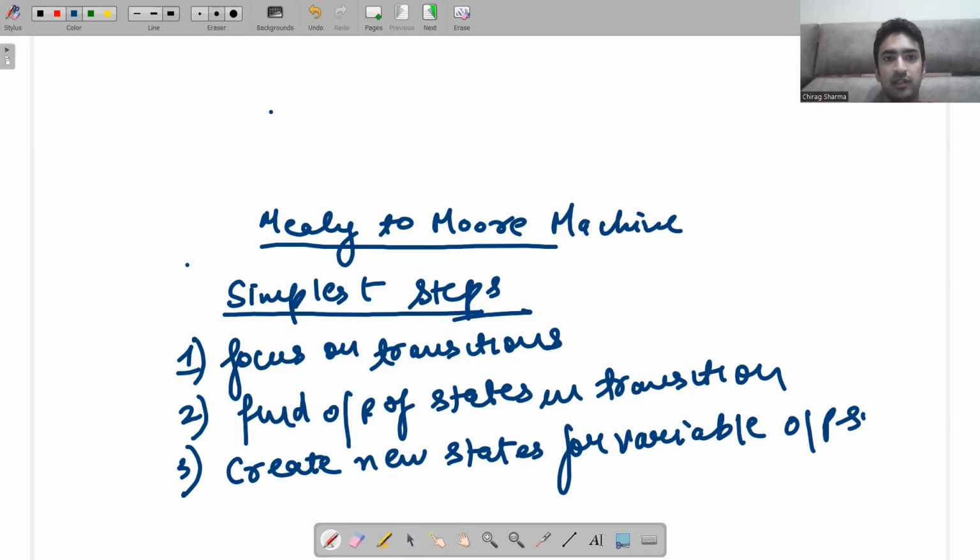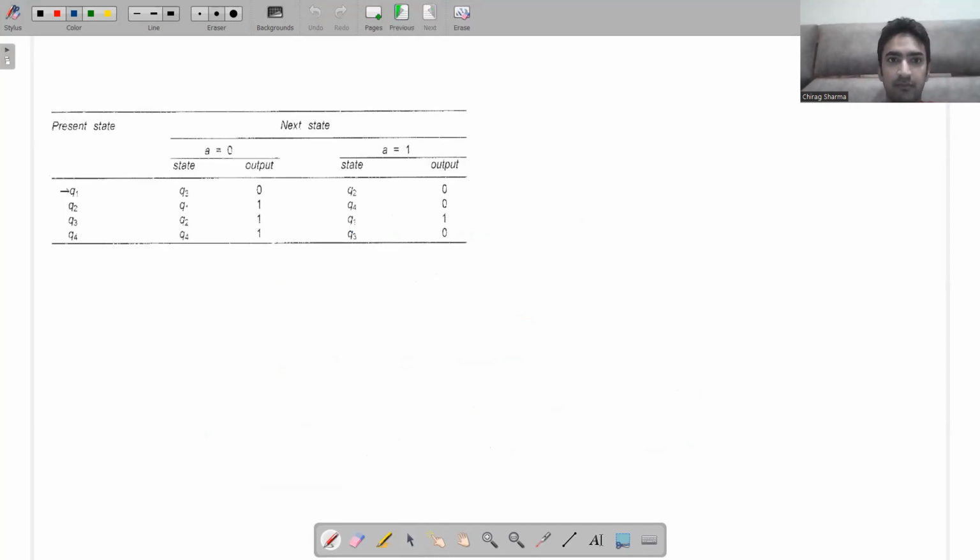So let's discuss how it will be converted. Yeah, here you go. You have a Mealy machine with you. There is an initial state which is Q1, and the outputs 0 and 1 are given. So this is input 0, this is input 1, and these are the outputs of transition.